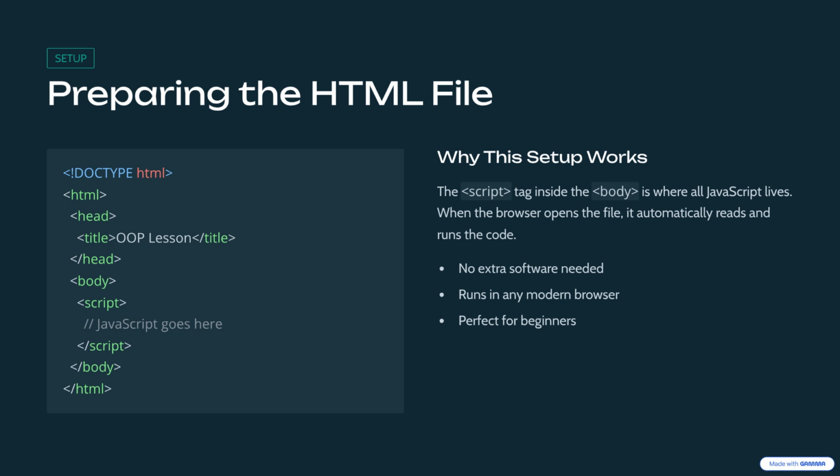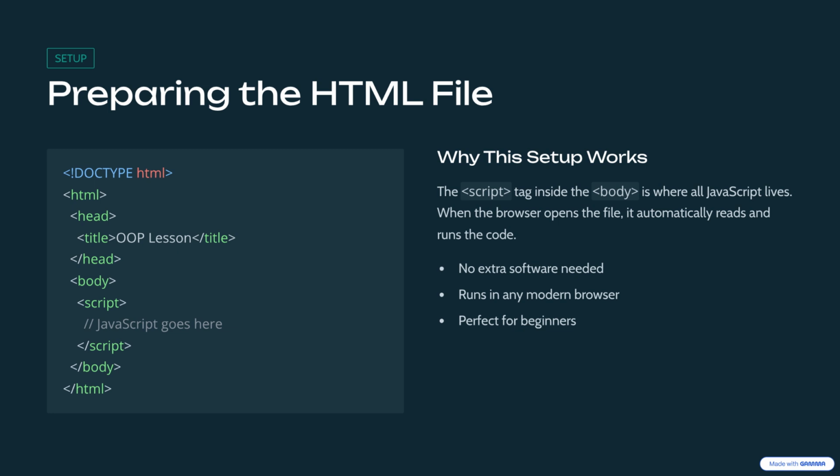Before writing any JavaScript code, we first prepare a simple HTML document. This document serves as the environment where our JavaScript program will run. Inside the body element, we create a script tag. Everything related to our object-oriented programming lesson will be written inside this section.